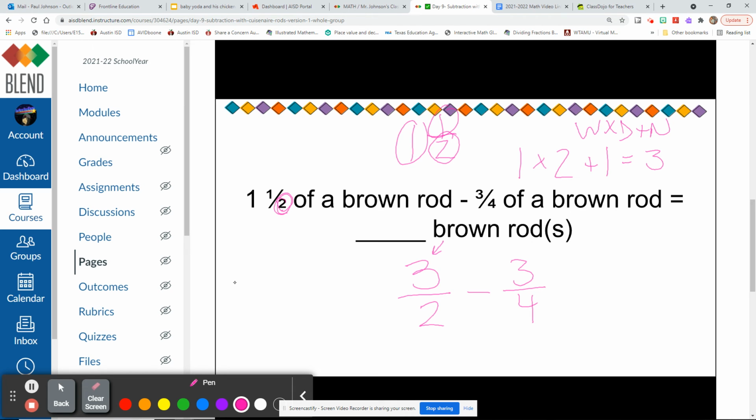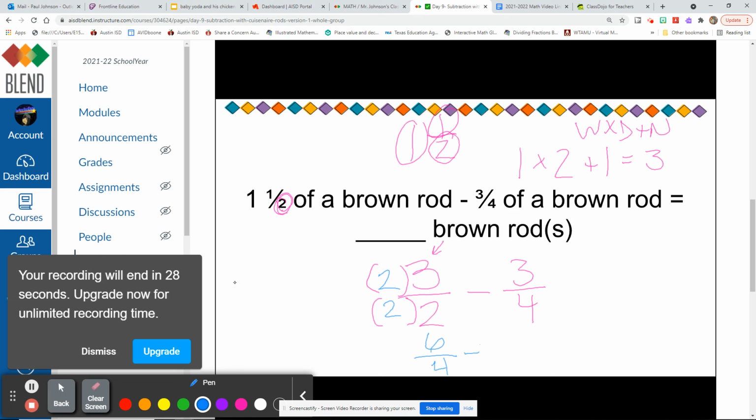Same thing. Are my denominators the same? No, they're not. Can I turn one of my denominators into the other using multiplication? Yes, I can. 2 turns into 4 by multiplying it times 2. So our new fraction is now going to be 2 times 3, which is 6, and 2 times 2, 4. 6/4 minus 3/4. And that's going to give us 3/4.